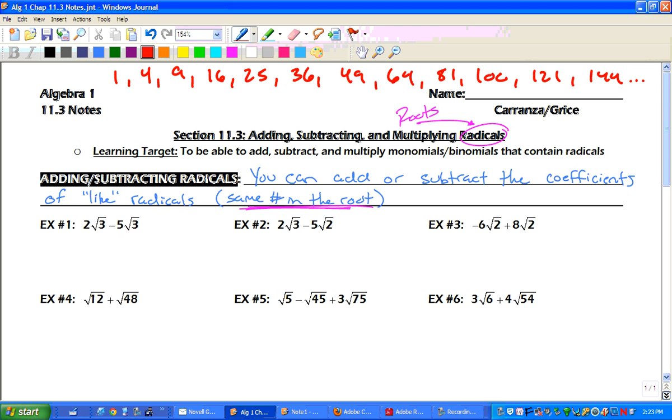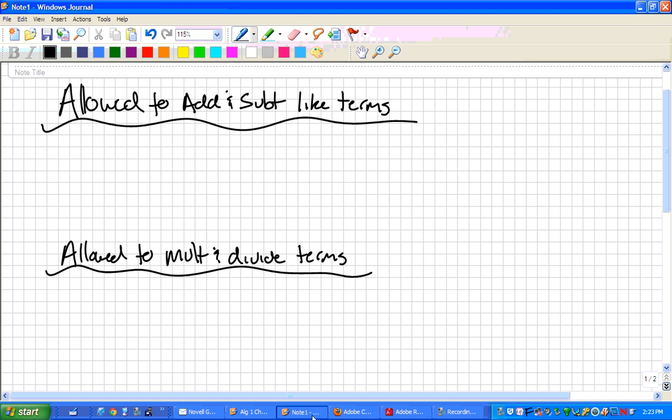So our learning target today is to be able to add, subtract, and multiply monomials and binomials that contain radicals. So quick side note right here, that we are allowed to add and subtract like terms. So if we add 3x plus 5x, okay, we would add the coefficients, and then the x would stay the same.